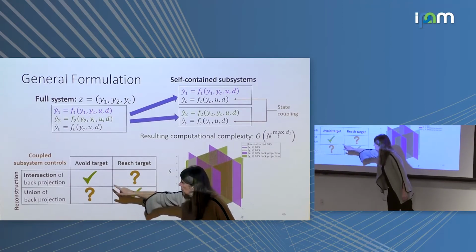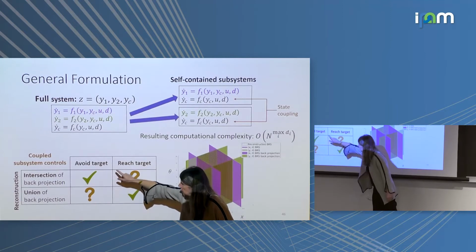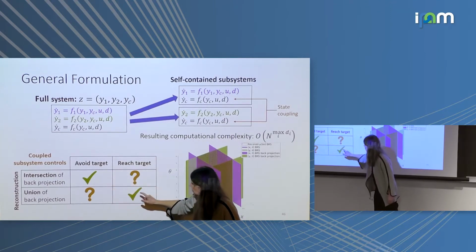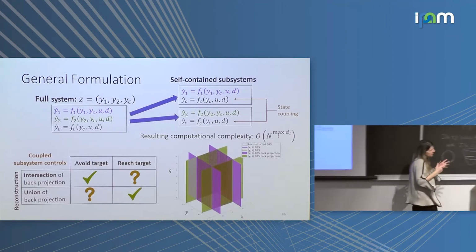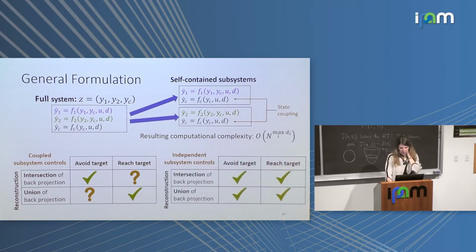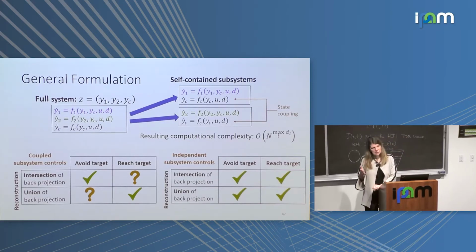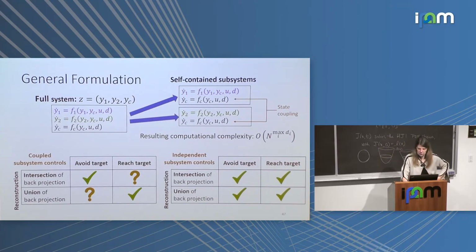But if the controls are coupled, which they are in this case, we can avoid intersections or we can reach unions. And the details are kind of interesting, but maybe not so interesting in a talk like this. If the controls are independent, we can do all 4 of those problems. So it's still work in progress, but we've done enough examples now to tell us that this is something interesting that we're going to pursue, and we've used it in a number of contexts.